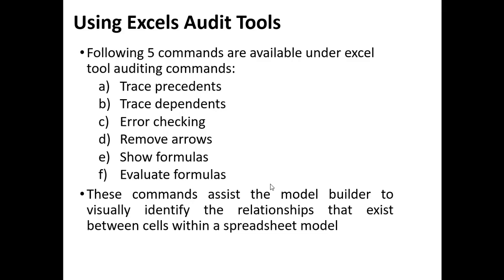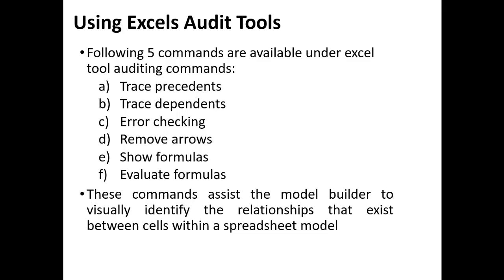Then let's see, in order to identify the logical errors, the inconsistencies and the mistakes of the model, what are the tools available in the spreadsheet package? We call them auditing tools. These are the auditing tools available in the spreadsheet package to help you ensure the accuracy of this model. The following 5 commands are available under the Excel tools auditing command. You can make use of trace precedents, trace dependents, error checking, remove errors, show formulas, and evaluate formulas. In fact, these are the tools available to ensure the accuracy of the model.